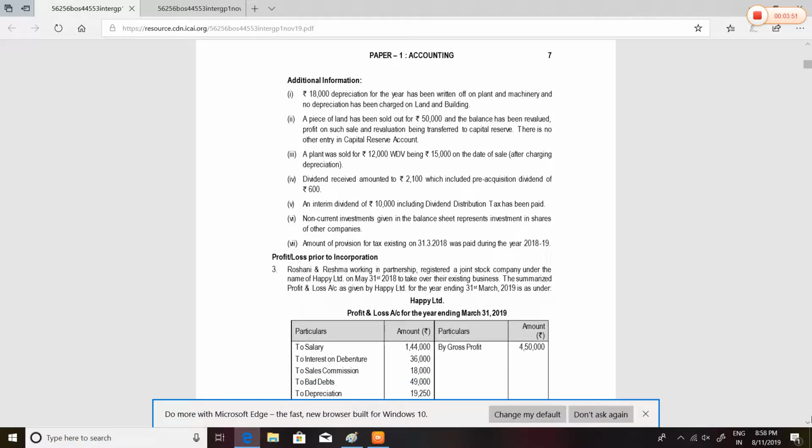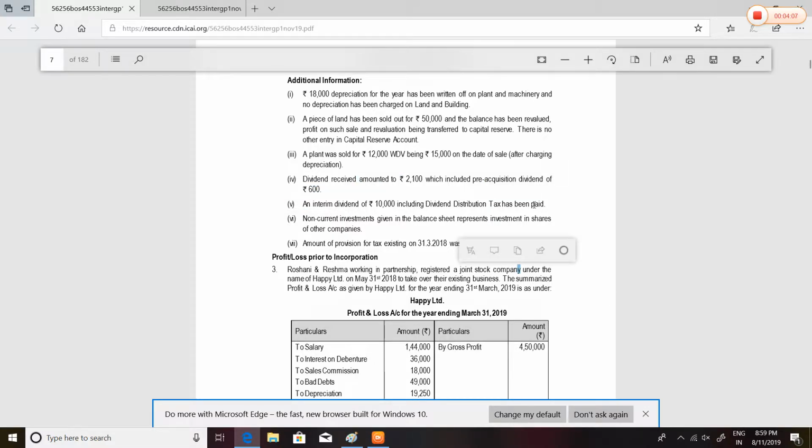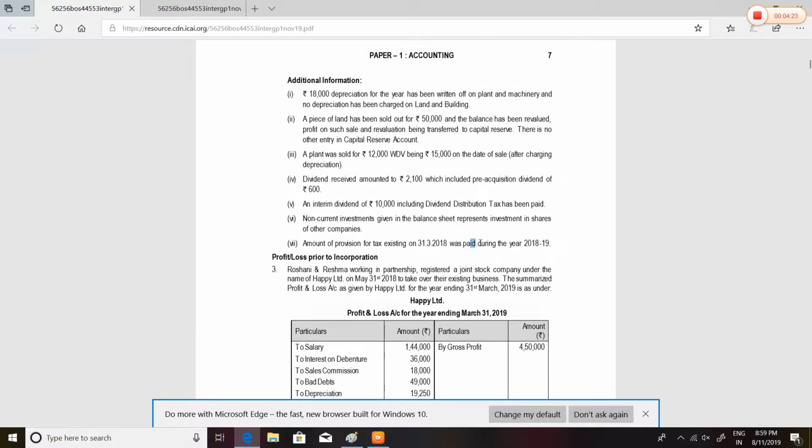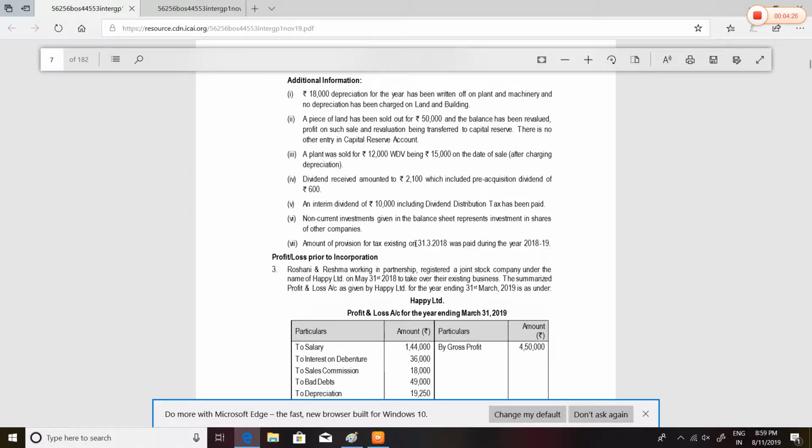A plant was sold for 12,000, its book value being 15,000. Dividend received, mark the bottom point, amounted to 2,100, which includes pre-acquisition dividend of 600. An interim dividend of 10,000 including dividend distribution tax has been paid. Non-current investment given in the balance sheet represents investment in shares of other companies. The amount of provision for tax existing was paid during the year 2018-19.